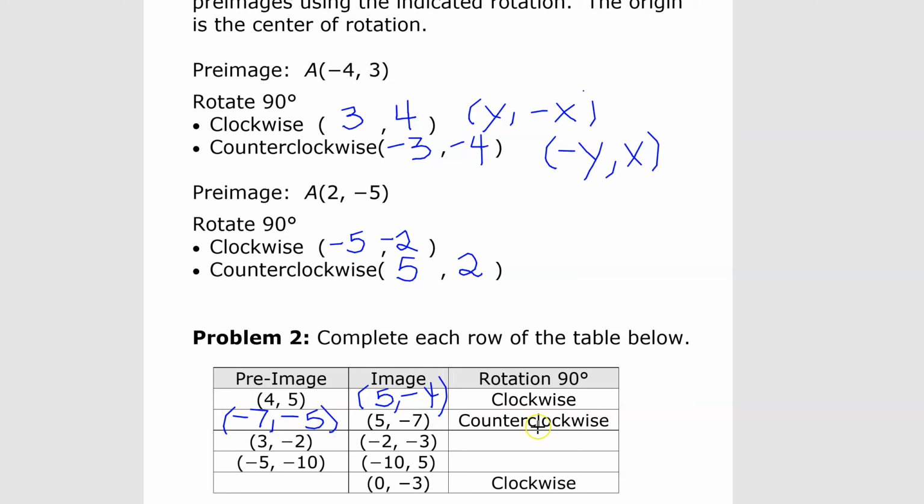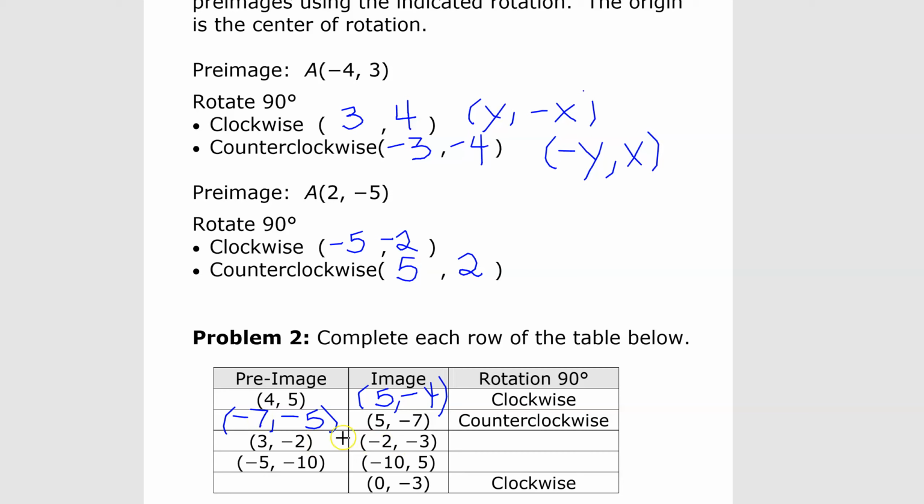Okay, let's take a look at that again. Our counterclockwise rule is -y, x. So we had to take, this was our -y, so we changed it to its opposite to get its pre-image, which is now -5. And then our X coordinate is the same, it's just in a different position, so the -7 does not change signs.